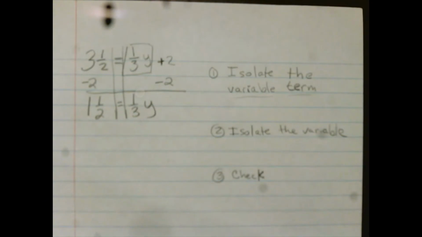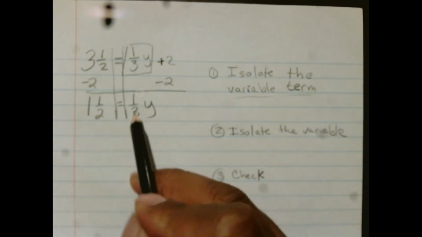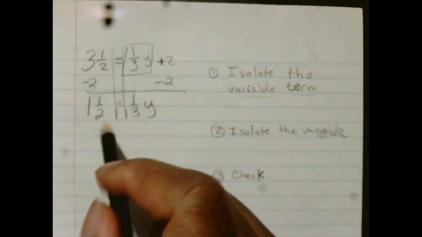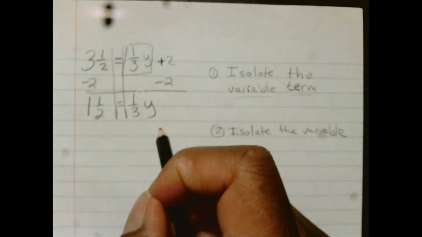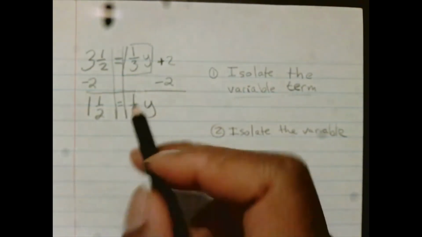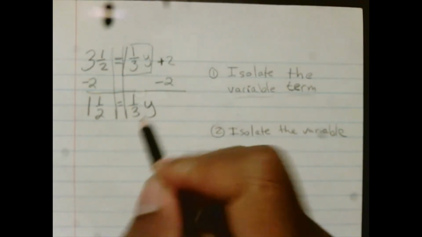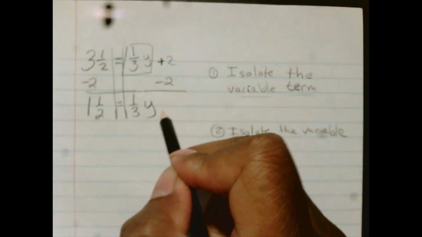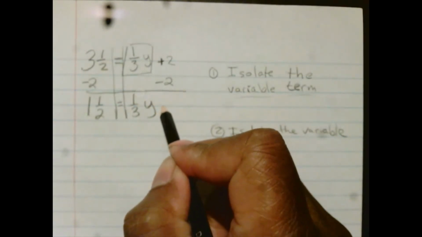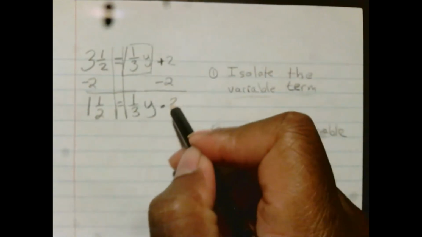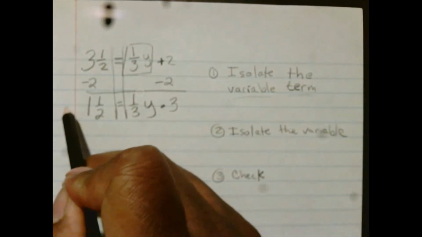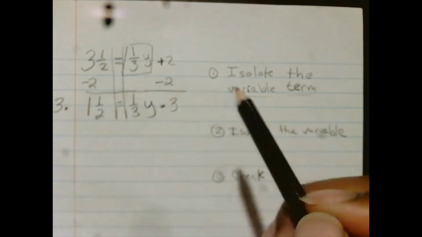Okay. What's the opposite of multiplying by 1/3? Well, it's dividing by 1/3, which mathematically is the same as multiplying by 3. So let's multiply times 3 over here. Let's multiply times 3 over here.